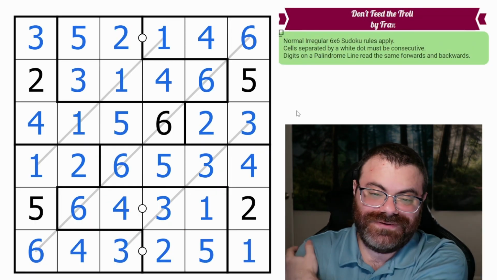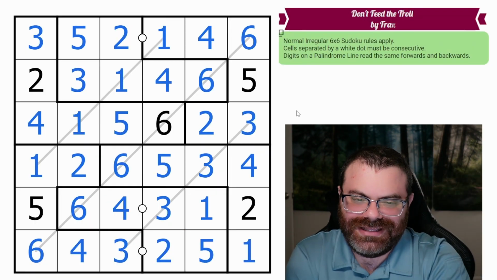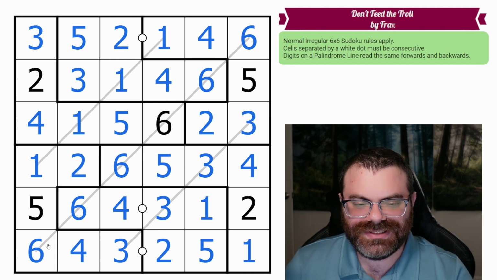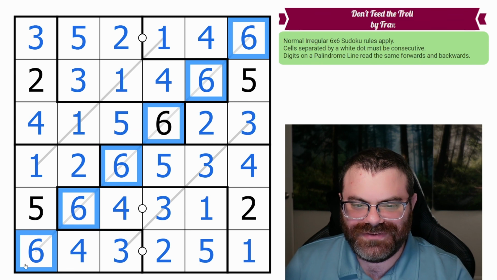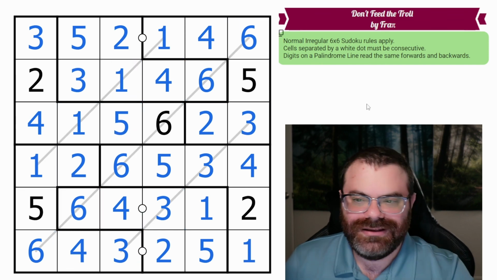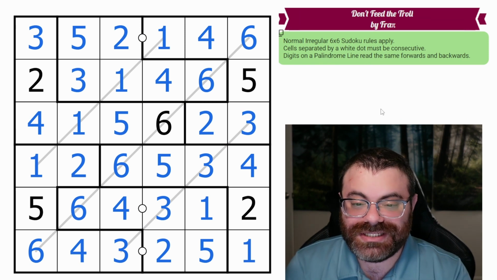Well, very cool puzzle, Frappy, and I enjoyed that. Some neat geometry, some neat use of the palindromes, and of course, the fun result of having all 6s down this diagonal, all 3s here, all 1s there. That's fun.